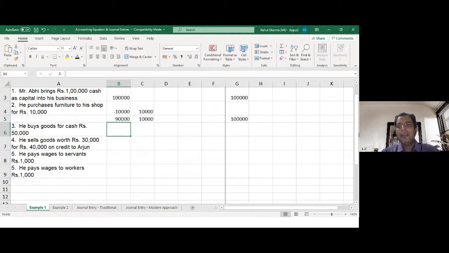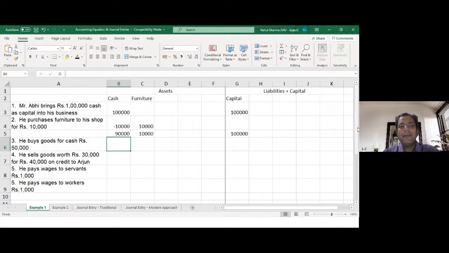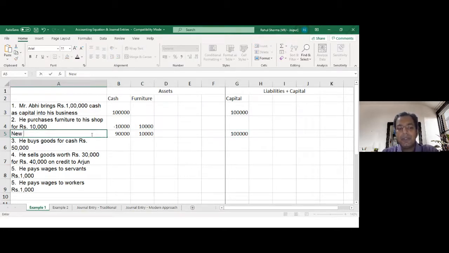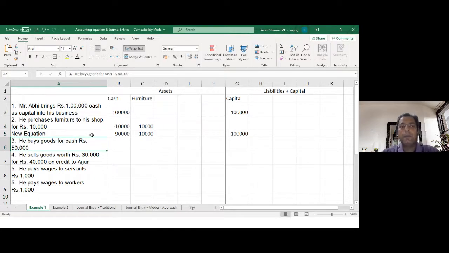Fine. So whatever cash I had, that cash got reduced, because I paid 10,000 for the furniture. Please keep in mind that we started business with 1 lakh rupees of cash. Now, as we have paid 10,000 rupees for furniture, 10,000 moves out. So I'm left with 90,000 of cash, 10,000 of furniture, and I have a capital of 1 lakh. This is my new equation, or we can say the new equation after the impact 2.